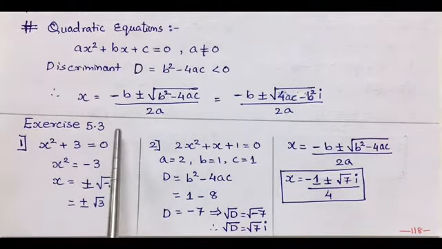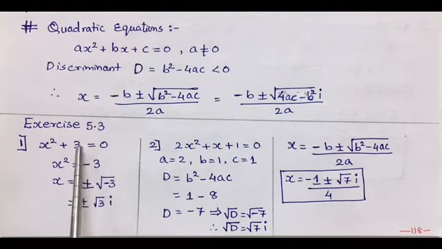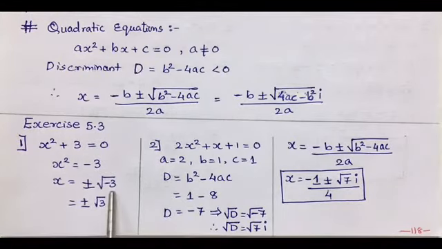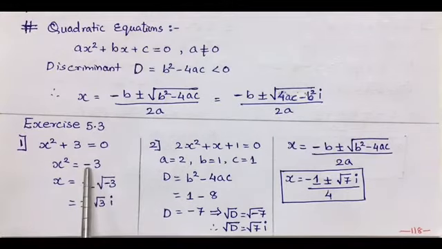Beginning with exercise 5.3, the first question is x square plus 3 equal to 0. So x square will be equal to minus 3, as 3 is being shifted to the other side. If you want to remove the square, then the other side becomes plus or minus root. So x is equal to plus or minus root of minus 3. Now the negative sign, we are not supposed to take it out of the root. The negative sign of minus 3 will remain inside the root.